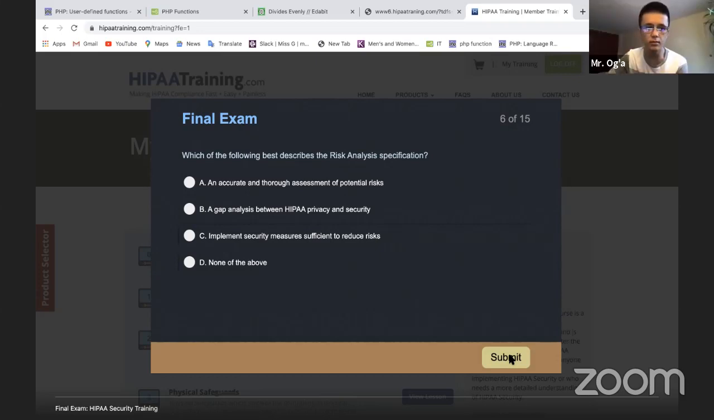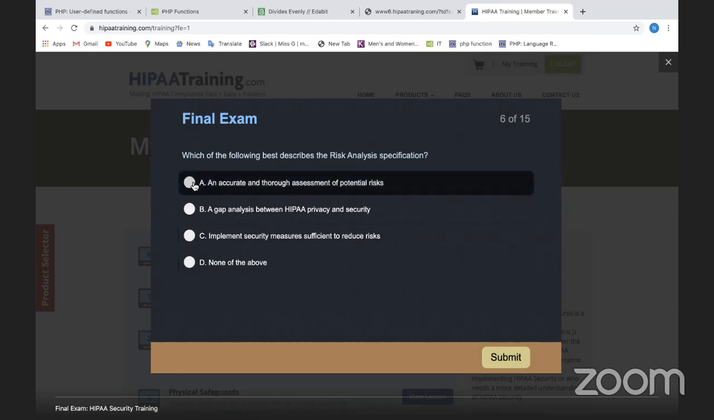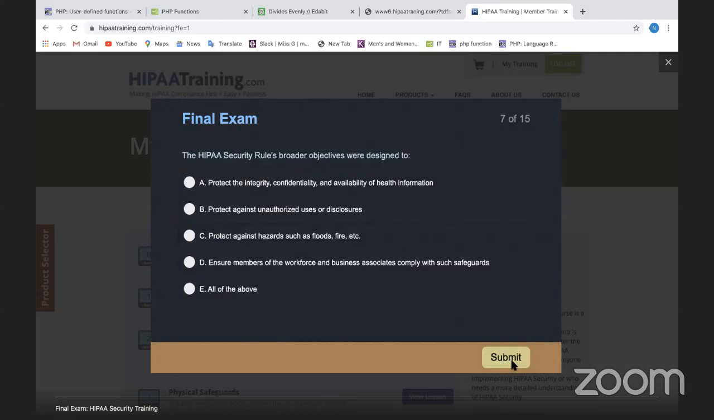Yes. The HIPAA security rule's broader objectives were designed to protect the integrity, protect against unauthorized access, protect against hazards, and ensure members of the workforce and business associates comply with such safeguards. All of the above. Yes?